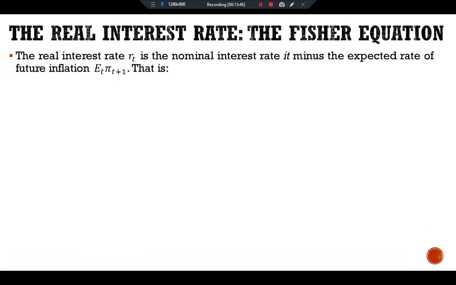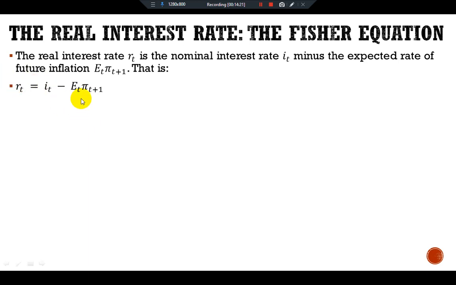Okay, the real interest rate r_t is the nominal interest rate i_t minus the expected rate of future inflation, E_t π_{t+1}. That is, r_t = i_t − E_t π_{t+1}. This Fisher equation is similar to the one in our previous video when we started the macroeconomics study. So this Fisher equation is the same.